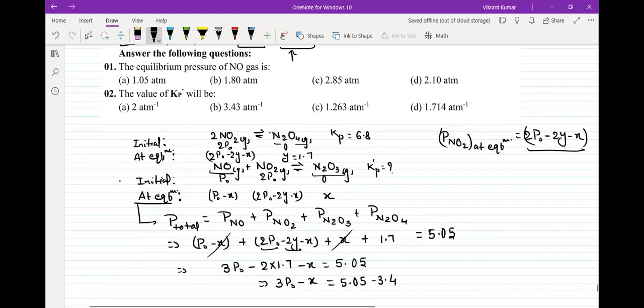Is it okay? Sir, it should be minus 1.7, because that is also being added. Where is it being added? Oh yes, this one is also there, so minus 1.7. Yes. So this becomes minus 1.7. So if you solve it, this is 0.35 and then 3.35.